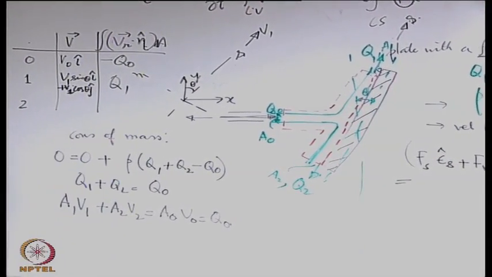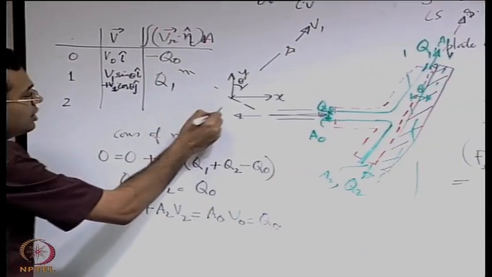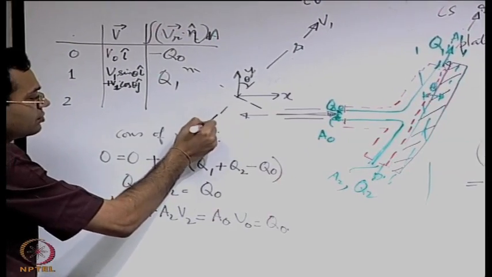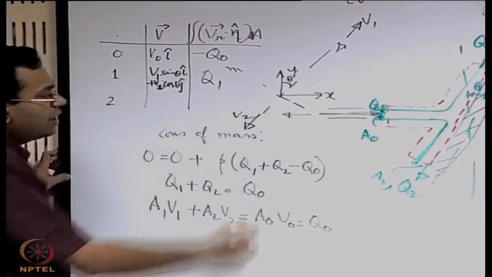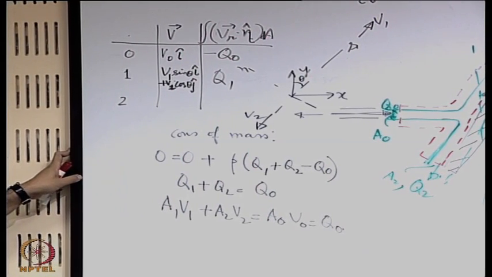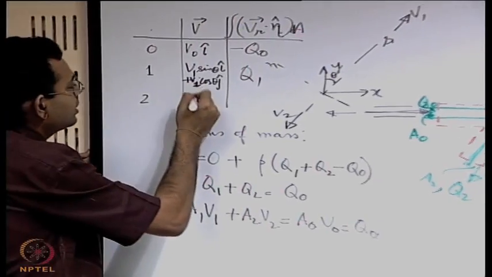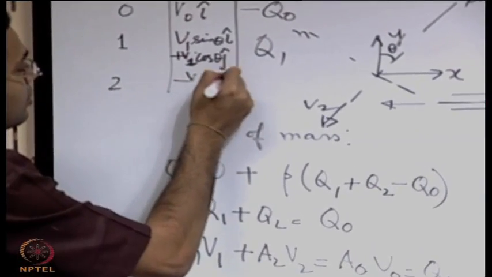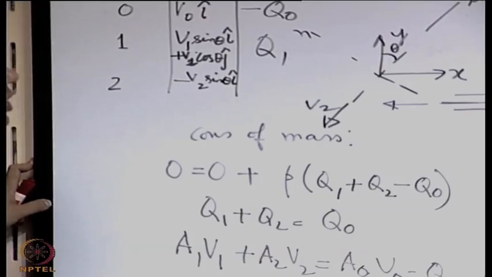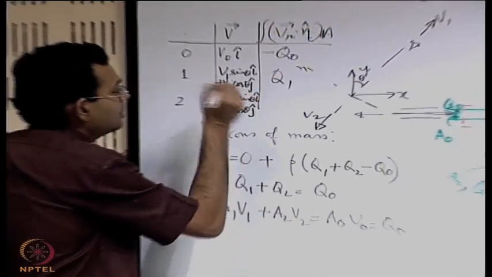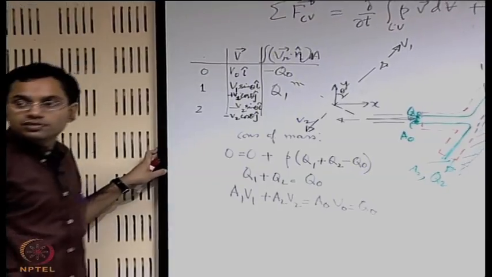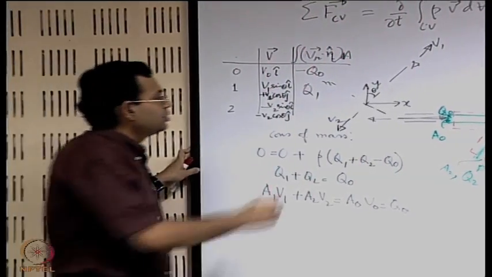Magnitude is v2, so the velocity is like this. Now this is v2, so it will have some component along x and some component along y. What is the component along x? Minus v2 sin theta i and minus v2 cos theta j. What is this one? q2.